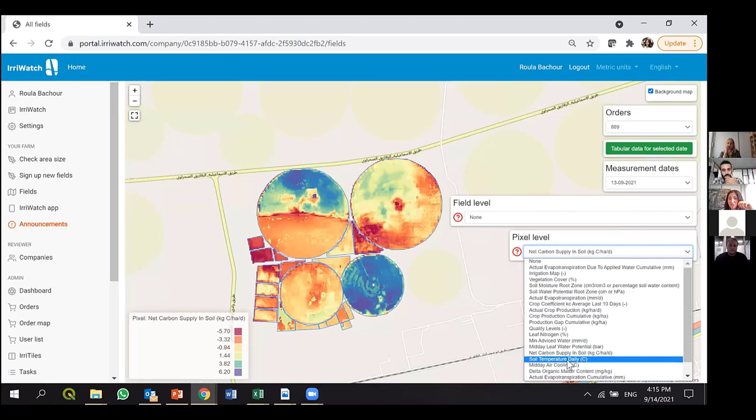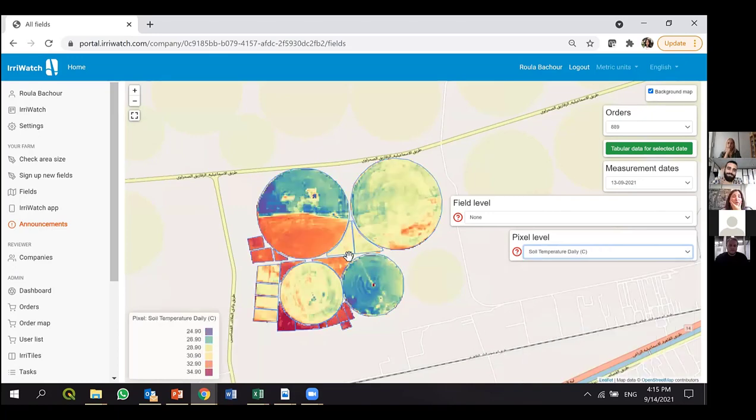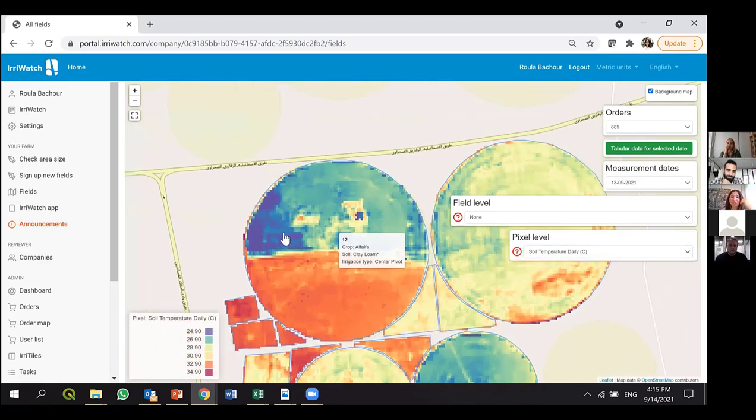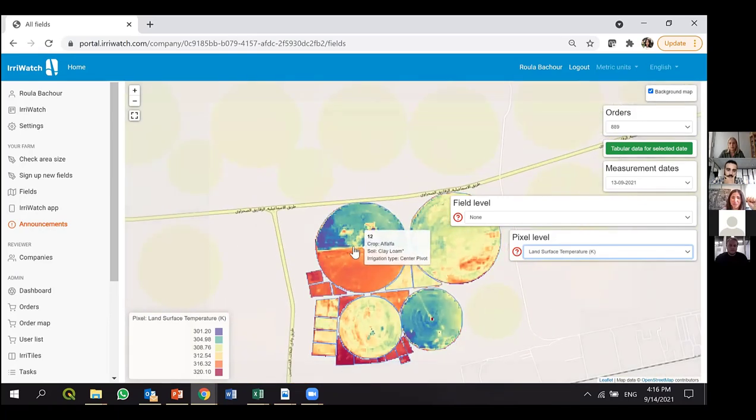Okay, and maybe something important you just mentioned, Femke, which is maybe soil temperature. So this is given daily. So not the air temperature, this is the soil temperature, and it's given for each pixel on a daily basis. As well as the land surface temperature as well. It takes into account what's happening on the crop level. But this is for each pixel by each pixel.